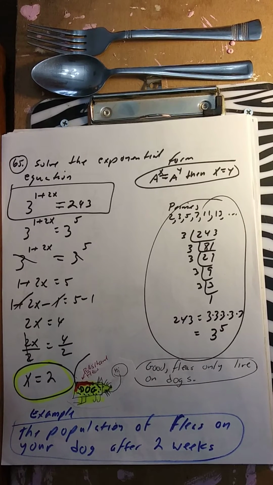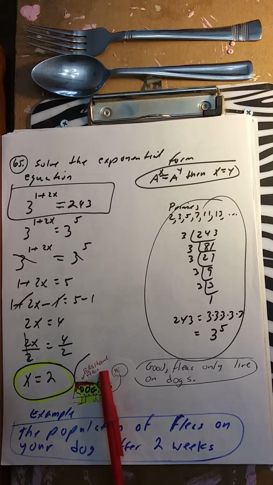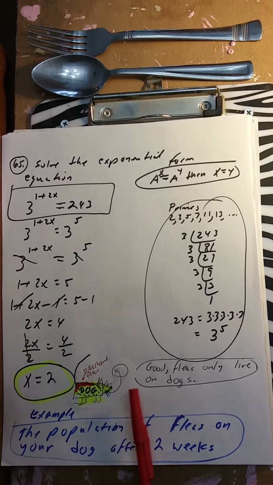Okay? This is an example of this, the population of fleas on your dog after 2 weeks. After 2 weeks, it has that many fleas in there. Okay? Good. Fleas only live on dogs. Good news. Okay? There's the rash and the fleas on your dog. Hi. See, hi.